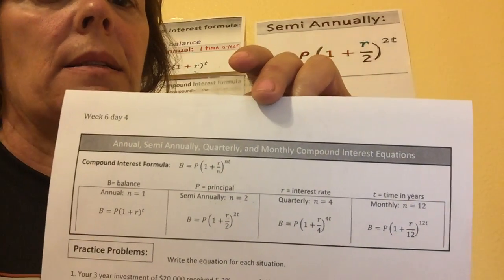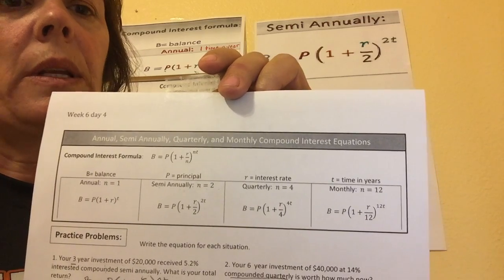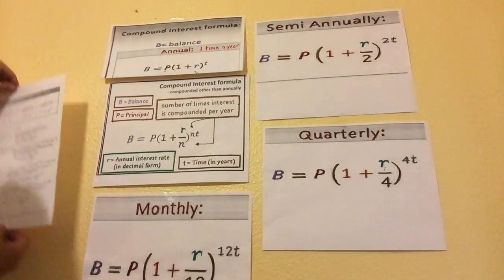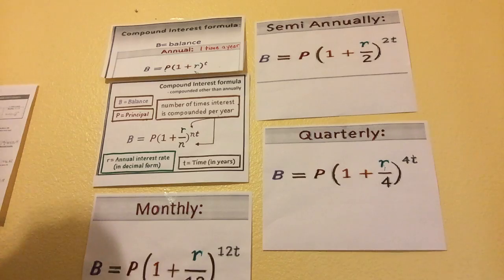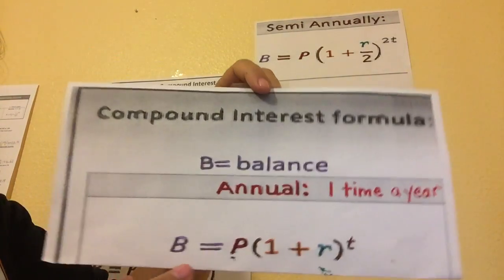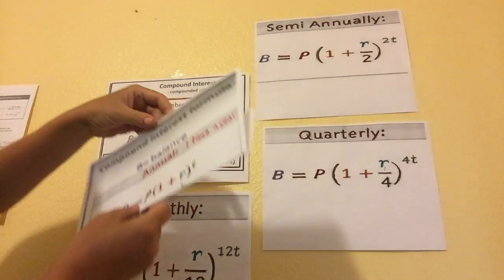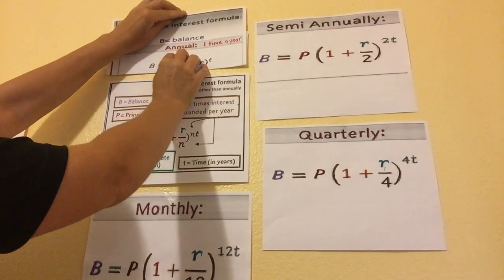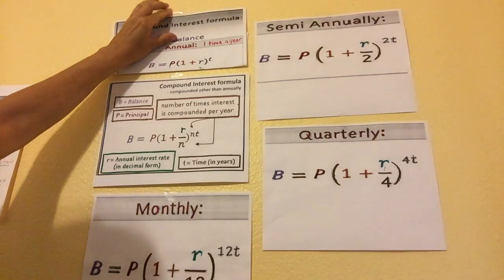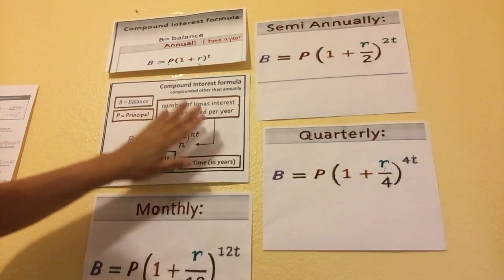Okay, so it has the annual, semi-annual, quarterly, and monthly. So this is the one we've been using, the compound interest. That's annual. But now we're going to be looking at compound interest formulas. So this is the overall formula.